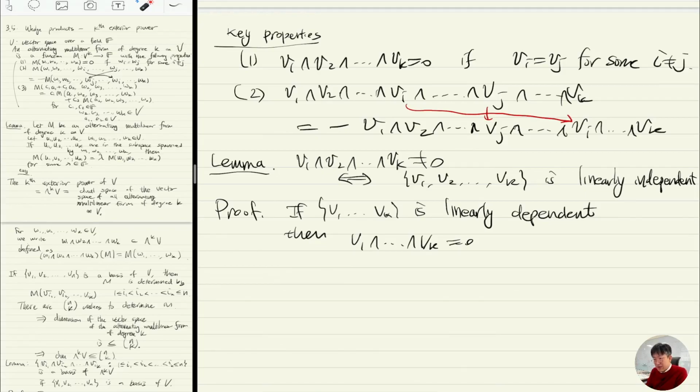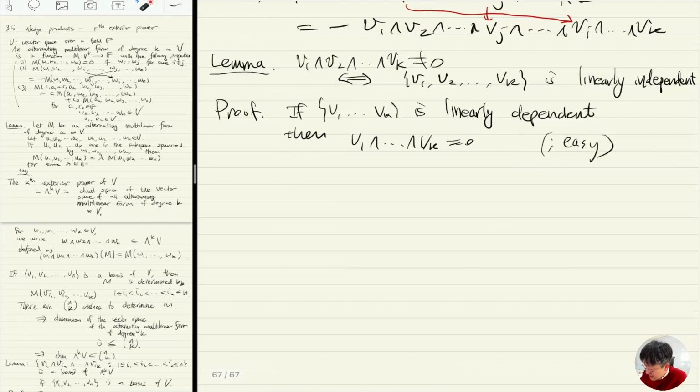and you can write v1 as a linear combination of v2 up to vk, and then you can expand, and then by the first property, you have a sum of zeros, right? By this property, you have a sum of zeros, so that's easy. So what if these are linearly independent?